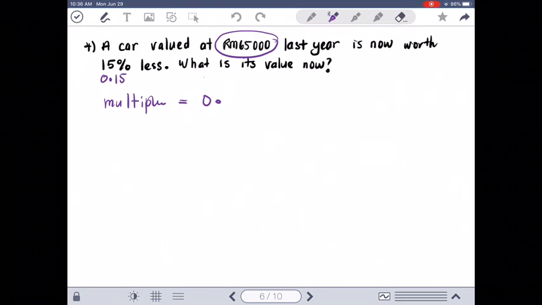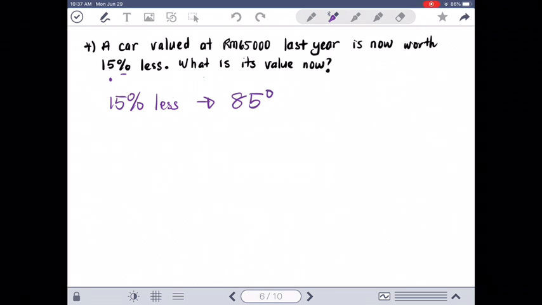Therefore the decrease multiplier is 1 minus 0.15, and you should get 0.85. But let's have a look at it like this. 15% less means that we have 85%, which in terms of multiplier is 0.85.